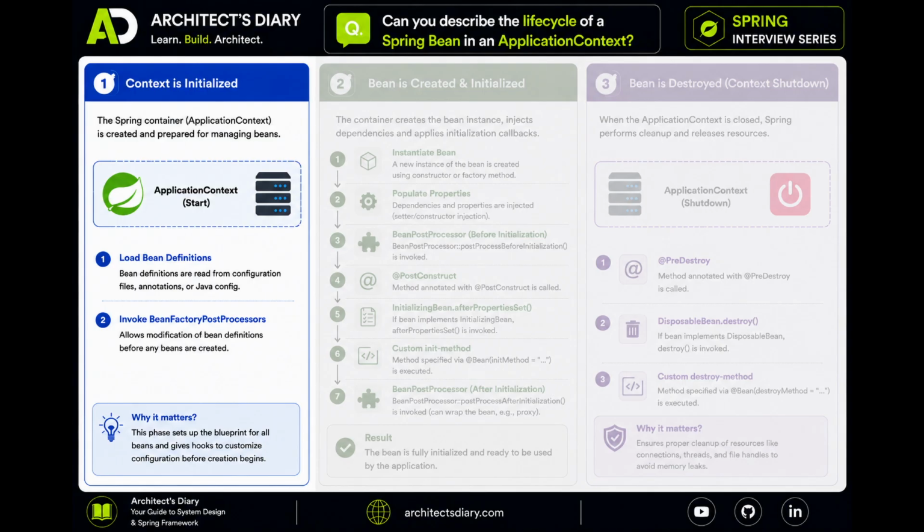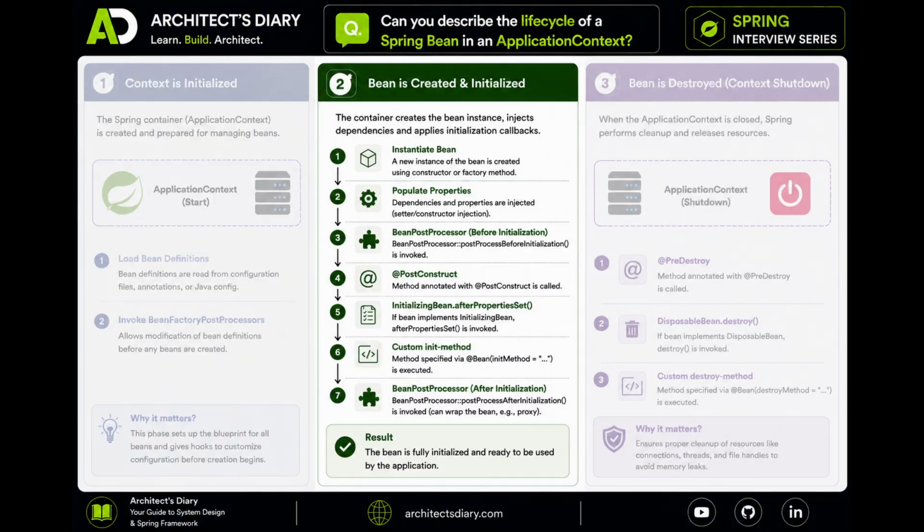Everything starts with an application context. The Spring IoC container is responsible for managing all the beans. Before creating any bean, Spring first loads all the bean definitions. These bean definitions come from component scanning, Java configuration, or XML configuration. Once all bean definitions are loaded, Spring executes every registered BeanFactoryPostProcessor.